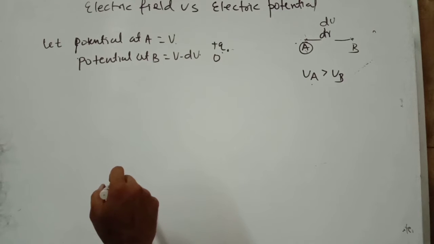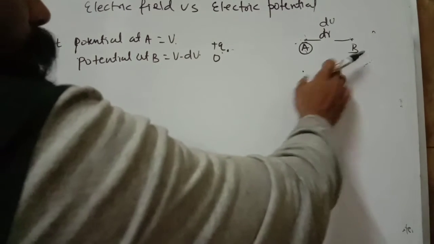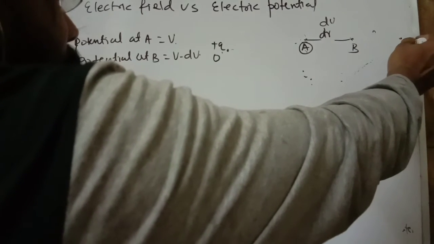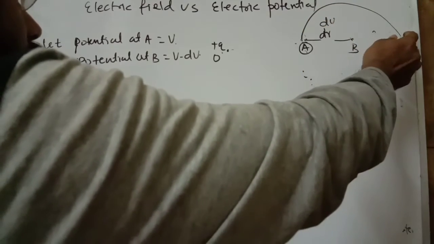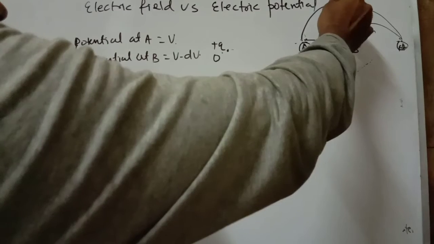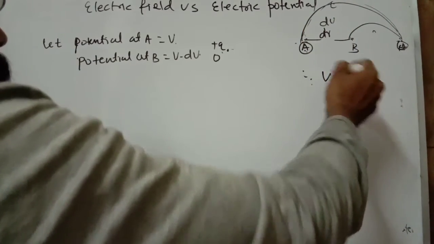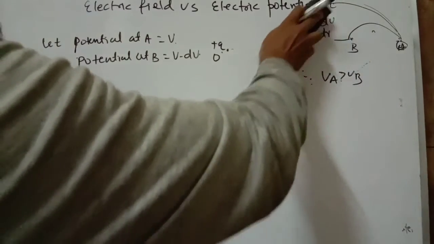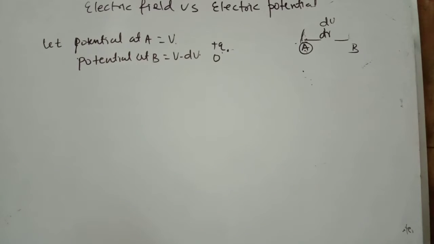You can think of it another way. When you consider a unit positive test charge at infinity and bring it from infinity to A or from infinity to B, which work done is more? Obviously the work done is more for A, so the potential at A is greater than the potential at B. So VA is greater than VB, with potential at A equal to V and potential at B equal to V minus dV.